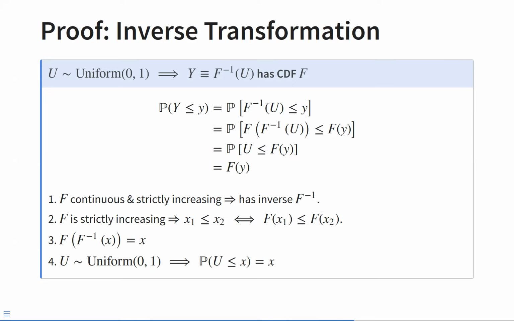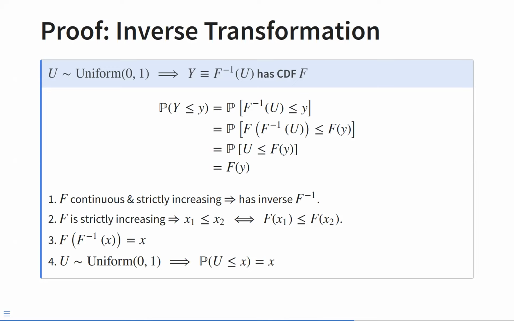Well, U was a uniform random variable. And so what is the probability that a uniform random variable U is less than or equal to F of little y? F of little y is just a number. Little y is some real value, and F of little y is some probability. So we can just think of F of little y as some number between 0 and 1. And we're asking the probability that capital U is less than or equal to that particular number.